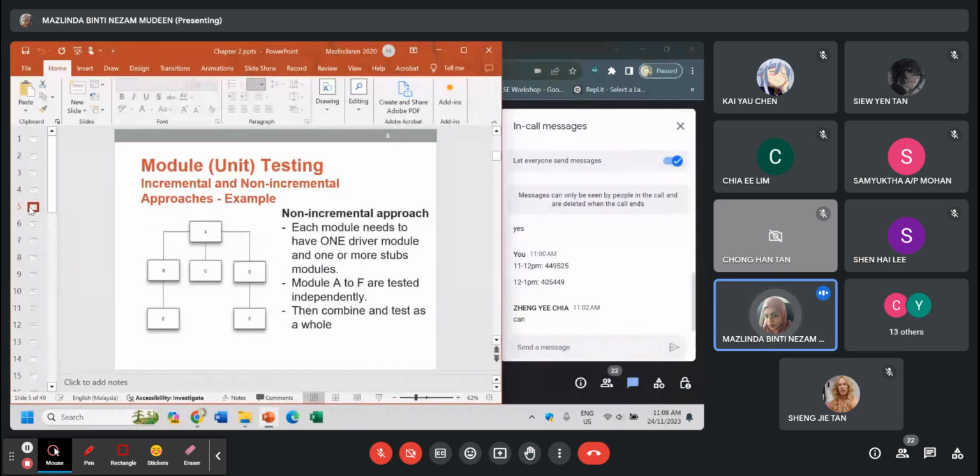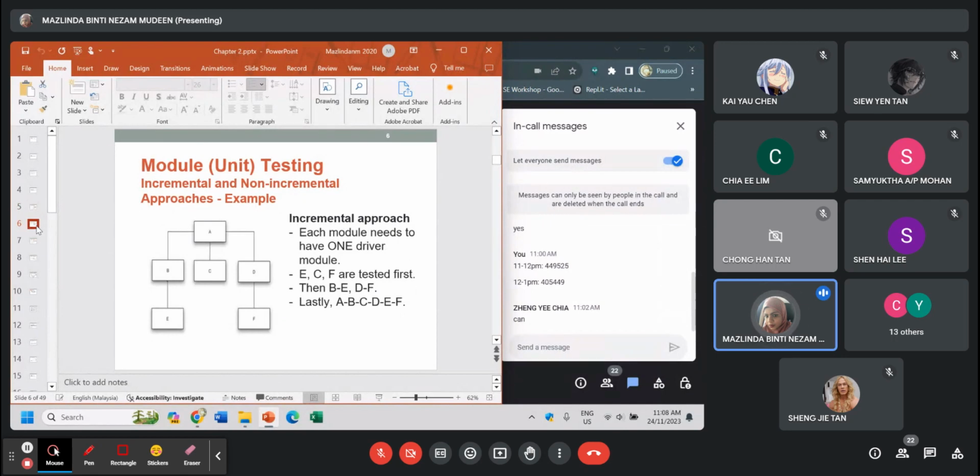So there are different approaches here. Let's see how they work. Let's start with the incremental first. The diagram is showing the hierarchy of the modules of a system. We have module A on the first level, then the second level is B, C, and D, and then the third level, which is E and F. When we use the incremental approach, we test a module and then combine it with the previously tested module. Later I will discuss the driver and also the stub.